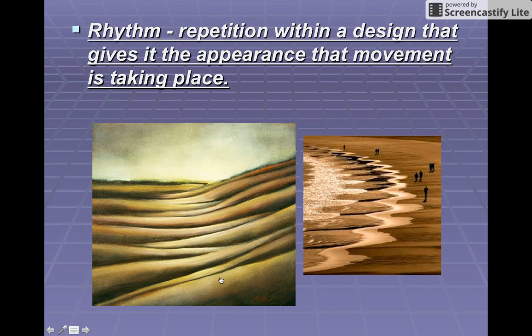So on the left, the repetition of the rolling hills, we don't actually think they are moving, but they cause movement in your eyes because it naturally draws your eyes to go over and bump over the rolling hills to the back of the picture. So if it caused natural eye movement, it's rhythm with that repetition.